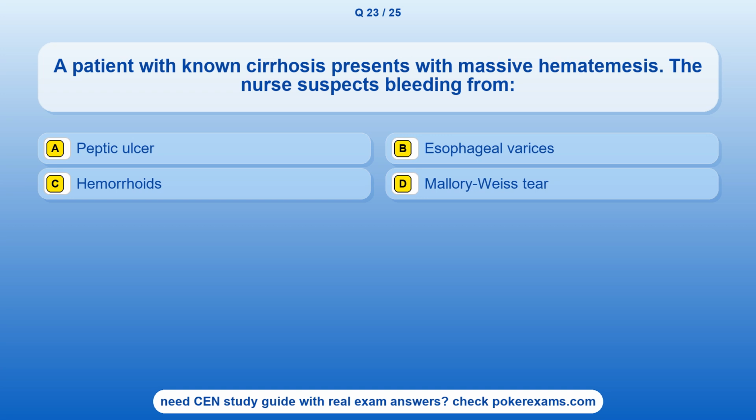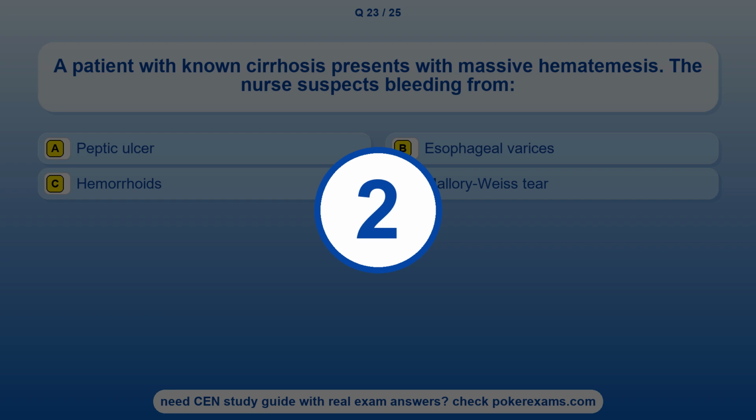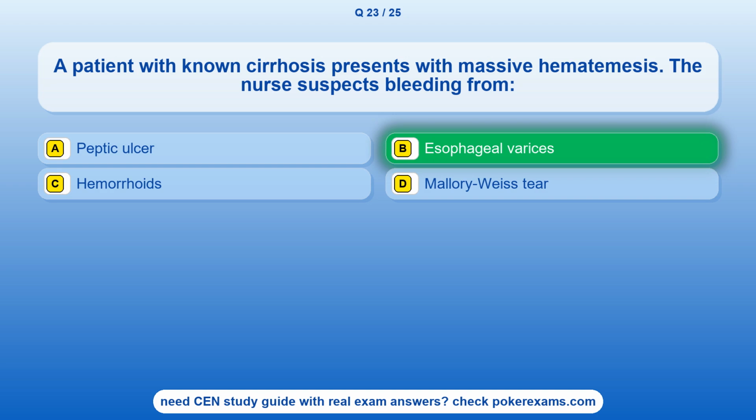Question 23. A patient with known cirrhosis presents with massive hematemesis. The nurse suspects bleeding from Option A, peptic ulcer. Option B, esophageal varices. Option C, hemorrhoids. Option D, Mallory-Weiss. The correct answer is option B, esophageal varices.